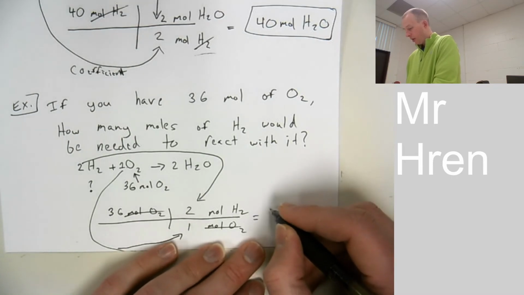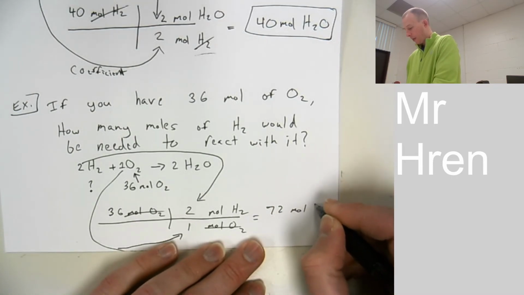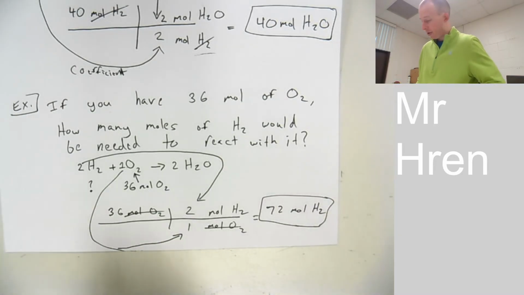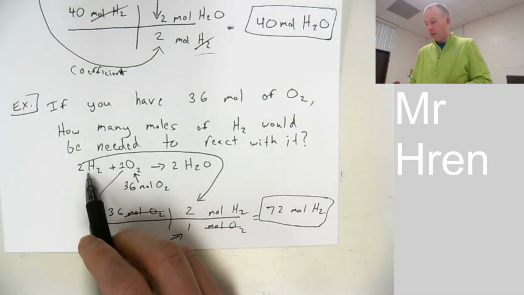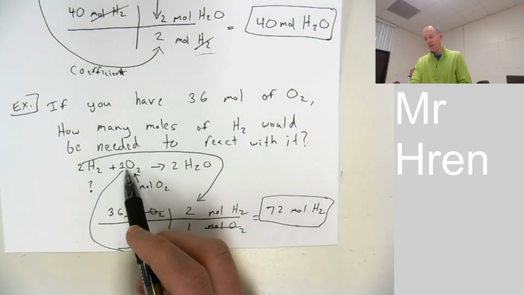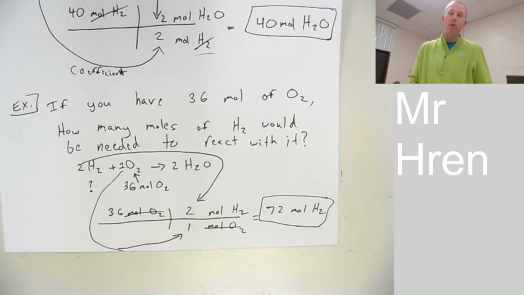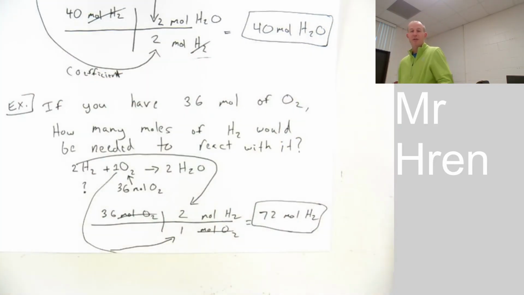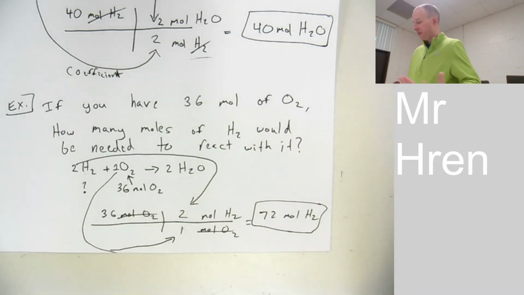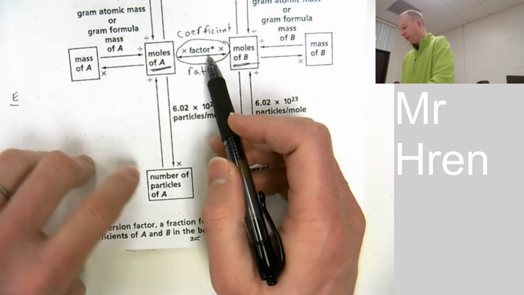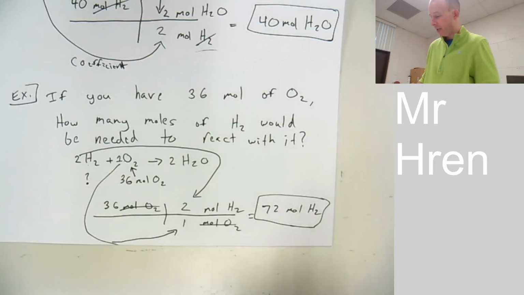36 times 2 gives us 72 moles of H2 required. And that makes sense because this reaction shows you need 2 moles of H2 for every 1 mole of oxygen. Basically, whatever amount of oxygen you have, you're going to need double the moles of hydrogen to make water, which makes sense because H2O: 2 H's to 1 O. It all sort of fits together. And again, this is the conversion factor ratio right there. And there you go. That's the beginning of this.